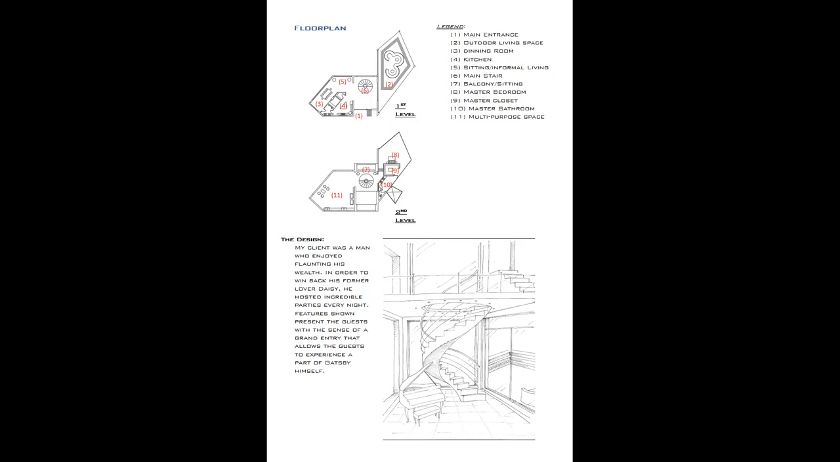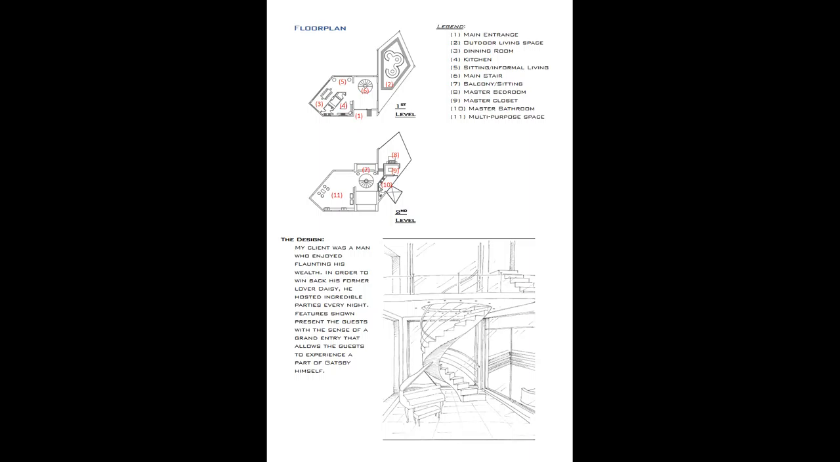So there's two floors in this house. The first floor focuses on the public side of Jay Gatsby. He threw parties every night in order to impress Daisy, who was his former lover. The first floor contains a large dining table, a large kitchen, an informal living space, and also a very large outdoor living space that allows the guests to emerge and have fun and enjoy themselves at the party.